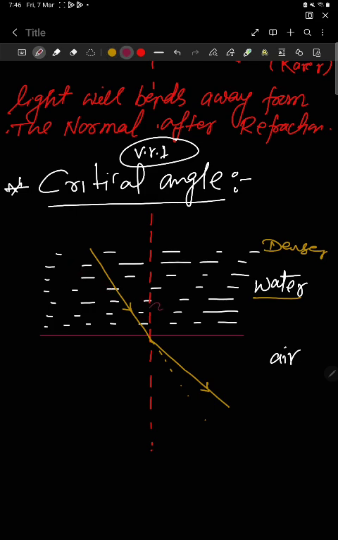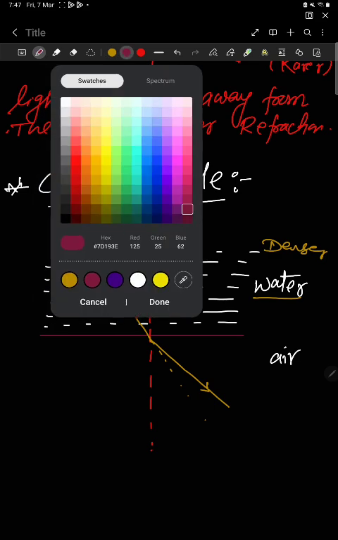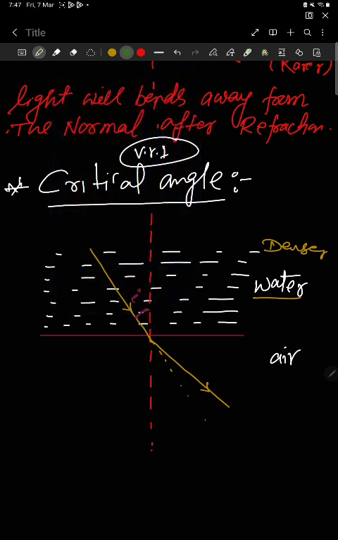Now let's increase this incident angle. As we know, this angle is called what? Incident angle. So let's increase this incident angle. Now in the second case, the light ray falls like that, so this refracted light ray will bend more like this. Again suppose I increase the incident angle. Suppose now the incident ray is like this, so we have increased the incident angle.